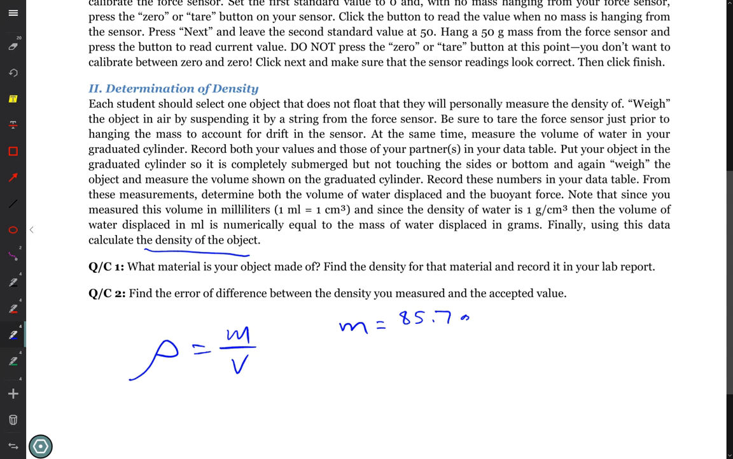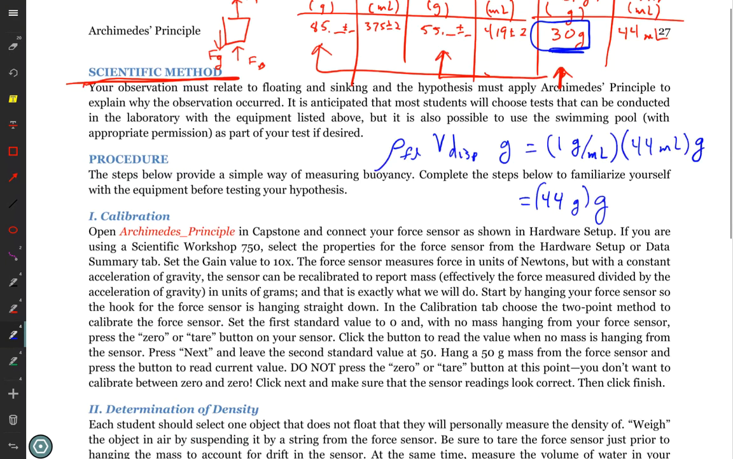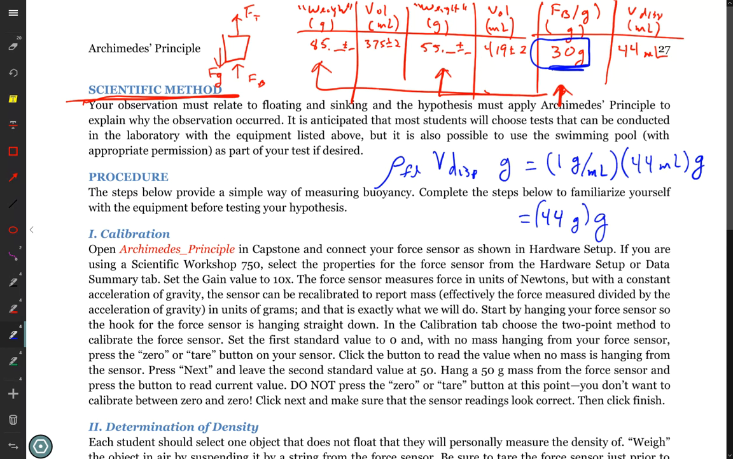Okay. So the mass there was 85.7 plus or minus 0.5 grams. And then the volume I get by looking at the volume that was displaced because it sunk. Because it sunk, completely was submerged, I know the volume displaced is equal to the volume of the object. That's why you have to do this for a sinker, so you know the volume displaced.